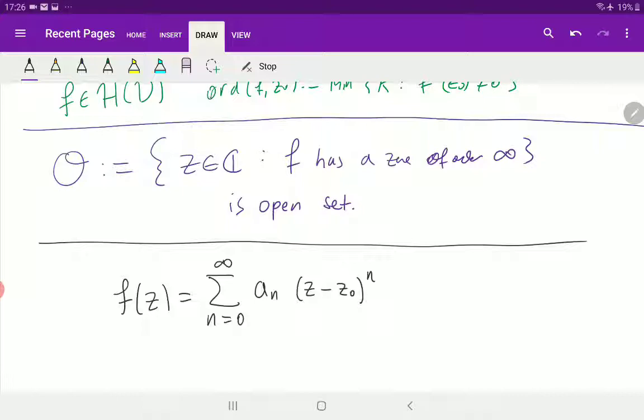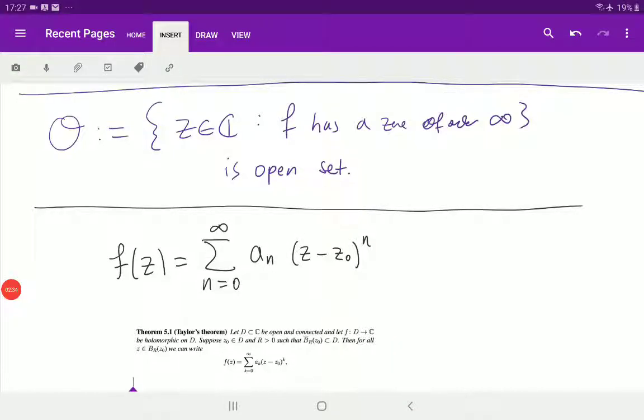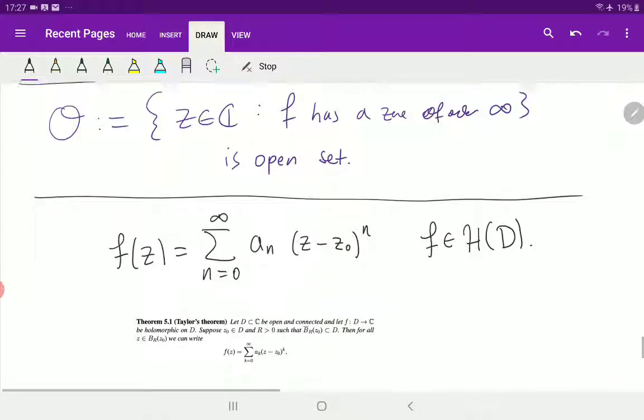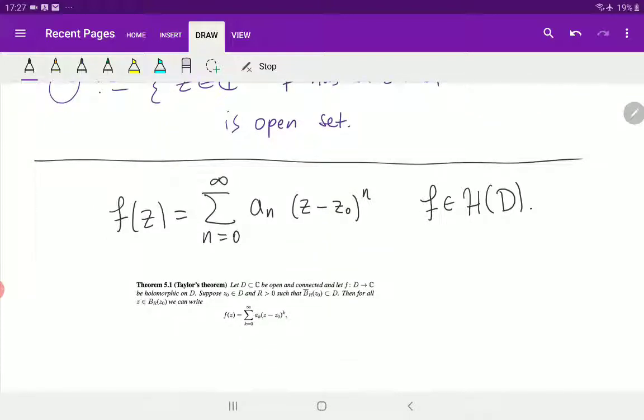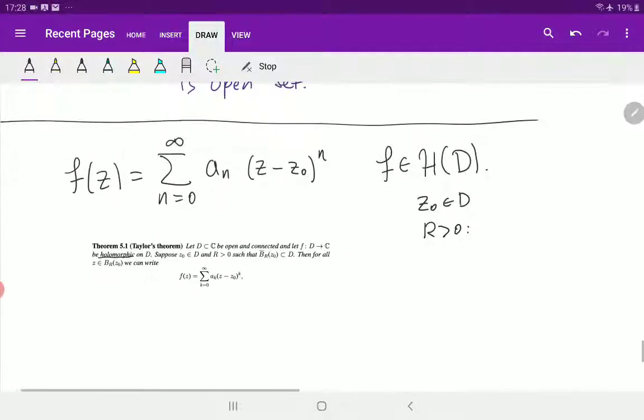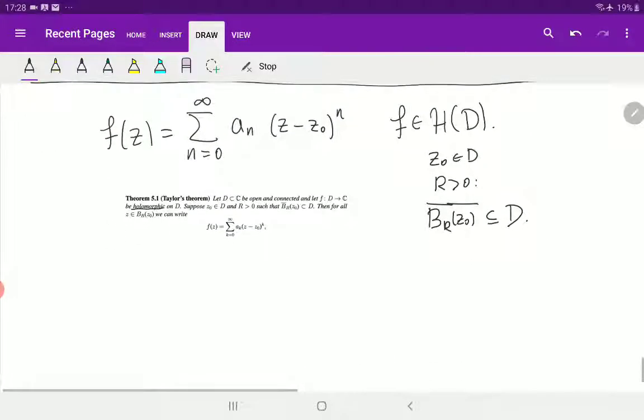we have that the Taylor series exists. I want to be really careful. So f is holomorphic on a region D. That's our assumption, and so these are satisfied. We've got a z0 in D and an r greater than 0 such that the closure of this disk sits inside D. This is the important point.